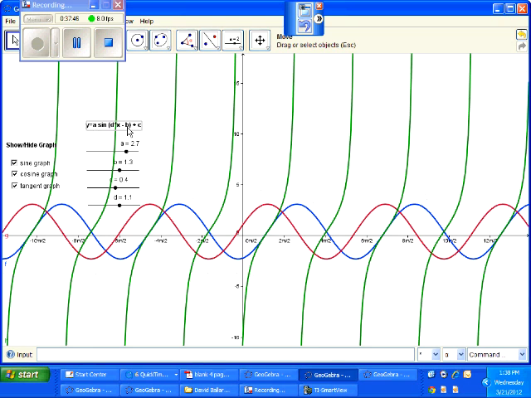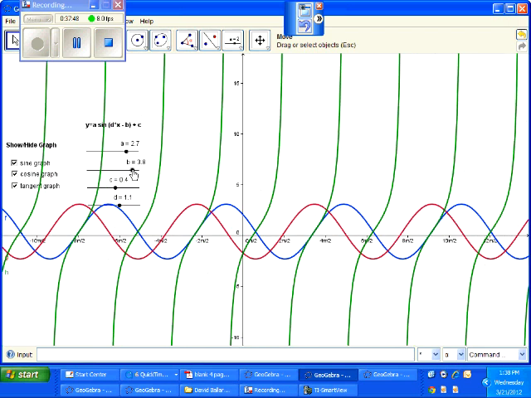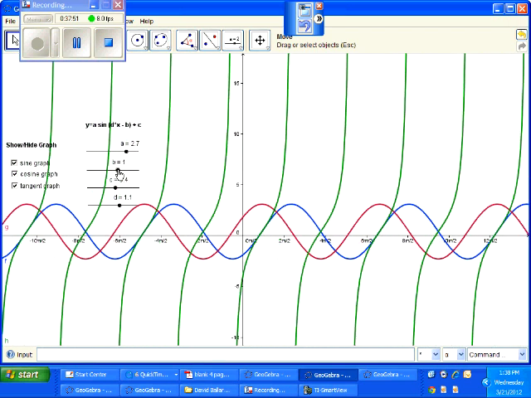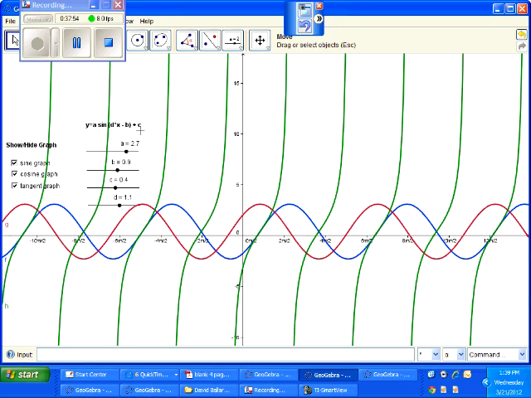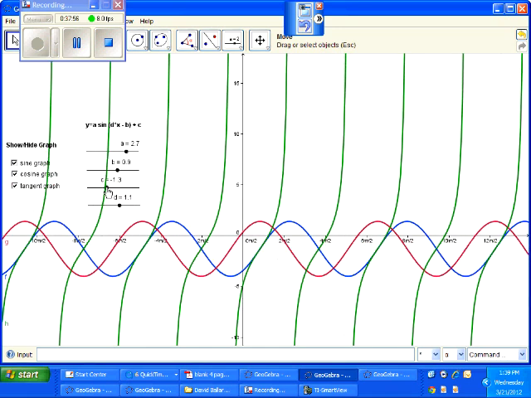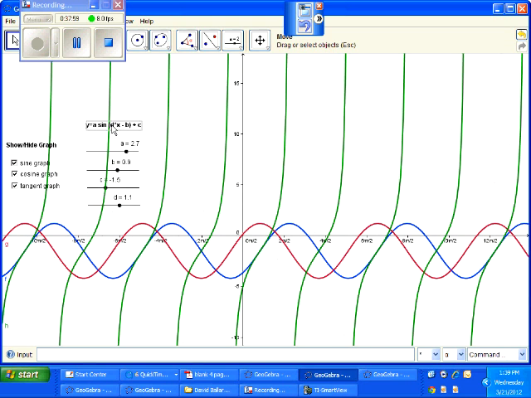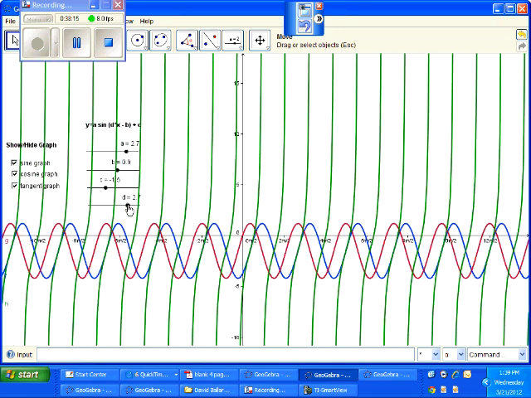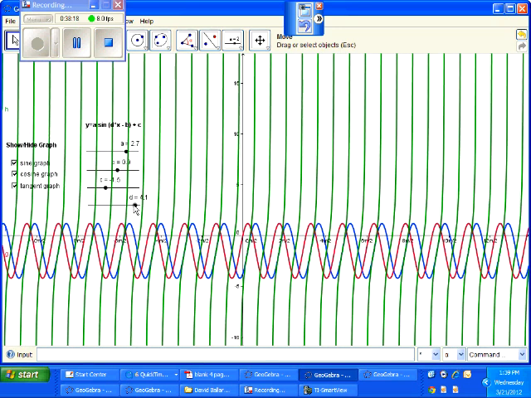When I change the B, what's it going to cause? A horizontal shift. When I change the C, what's it going to cause? Vertical shift. When I change the D, what's going to happen? My x's are going to get smaller by multiples, so this curve is going to repeat itself faster. Okay? That's a pretty good visual aid. This is sine, cosine, and tangent.